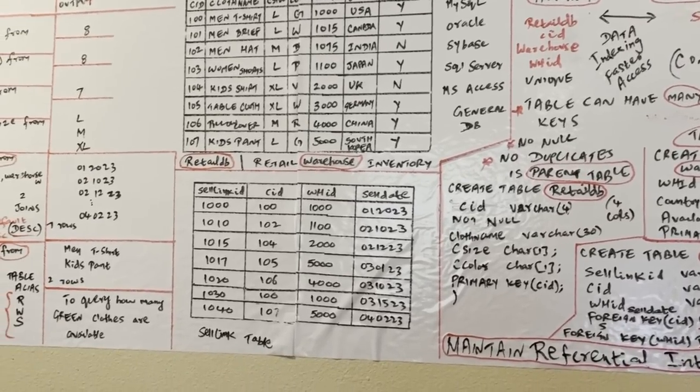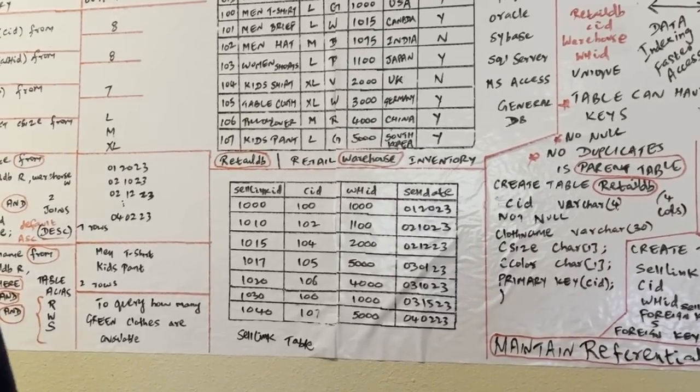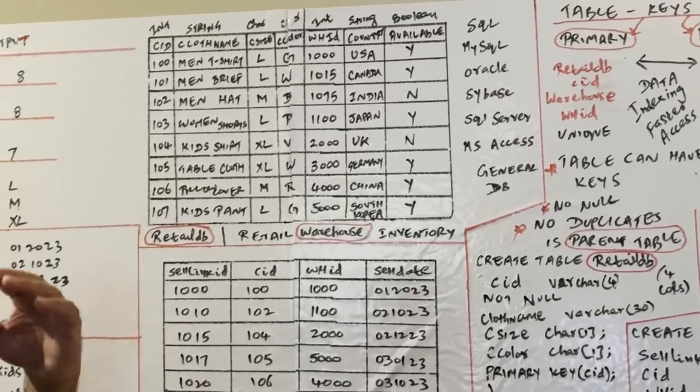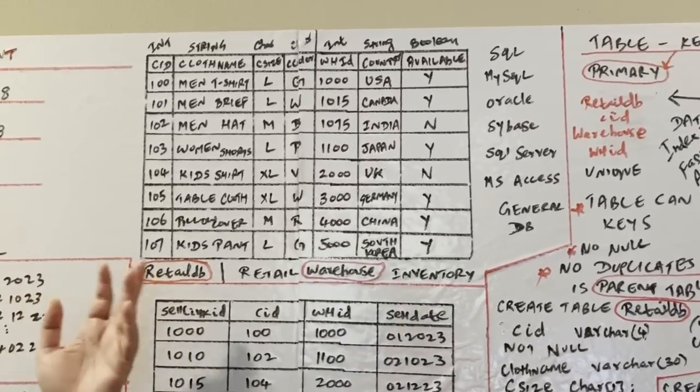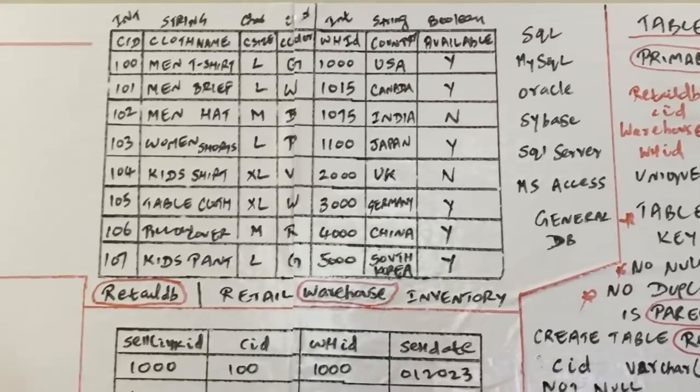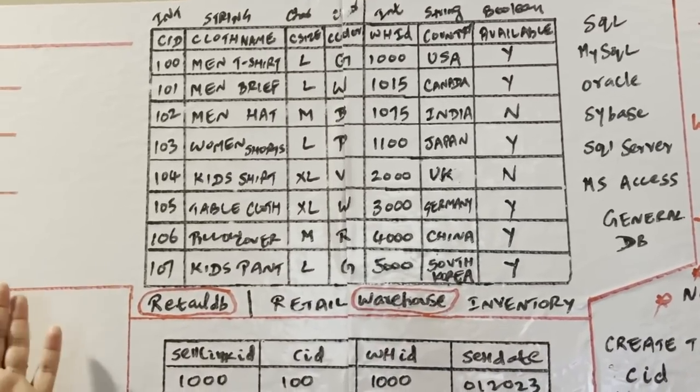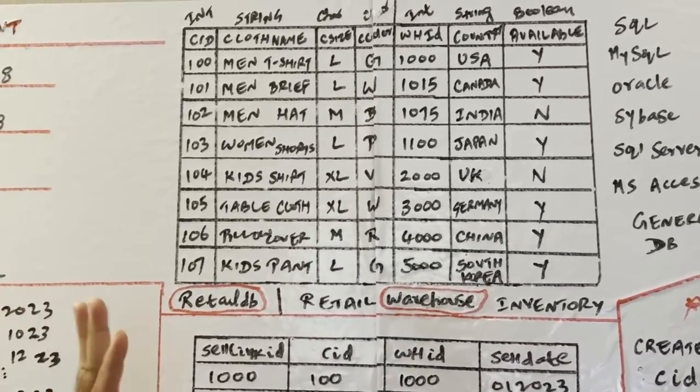I have 3 tables here. Let me start by explaining each table one by one. This is a retail store, a clothing store. This is how a database looks at a smaller level. You can imagine how it works at a larger level.